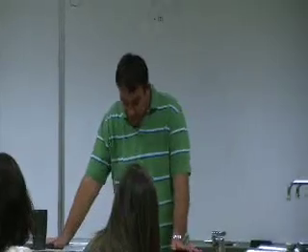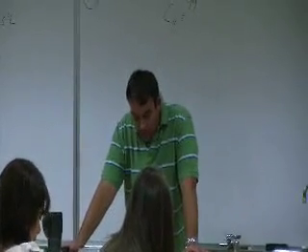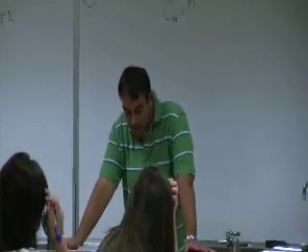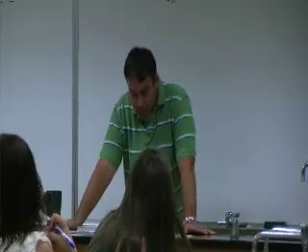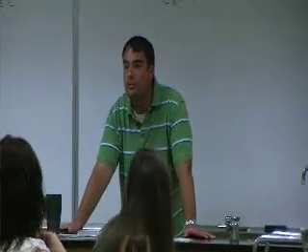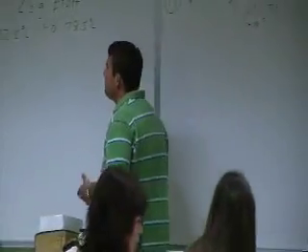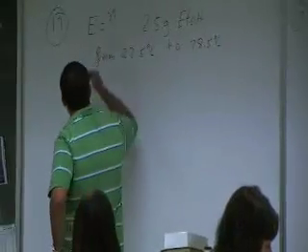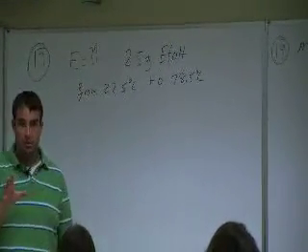Just reading directly from the problem set here, it says: how many joules of heat are required to raise 25 grams of ethyl alcohol from the prevailing room temperature of 22.5 degrees centigrade to its boiling point of 78.5? So look at how I've distilled down this problem here. The problem says how much energy? Question mark. That's what I'm looking for.